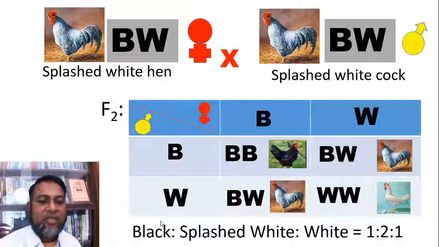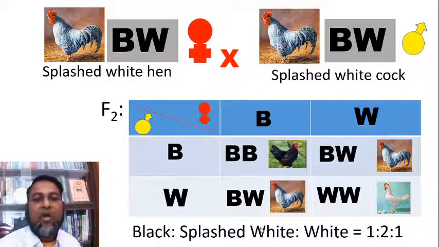So we get black, splashed white and white. Their ratio is 1:2:1. One is black, 2 are splashed white and 1 is white. So this is the deviation of Mendel's first law, and splashed white fowl is found due to codominance.